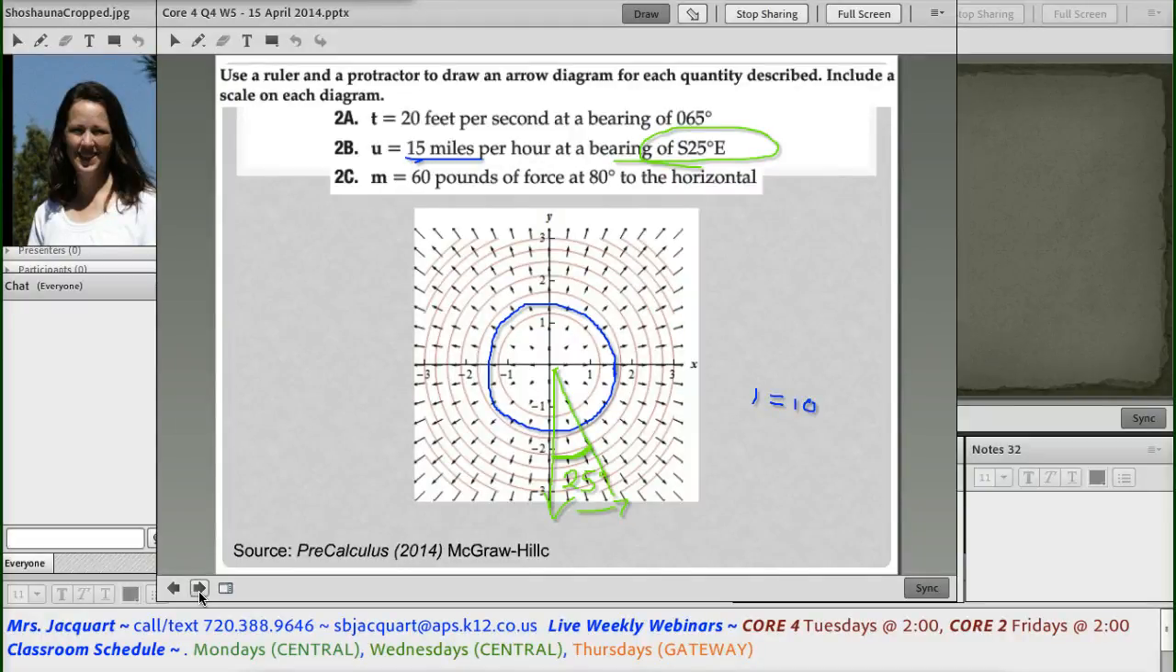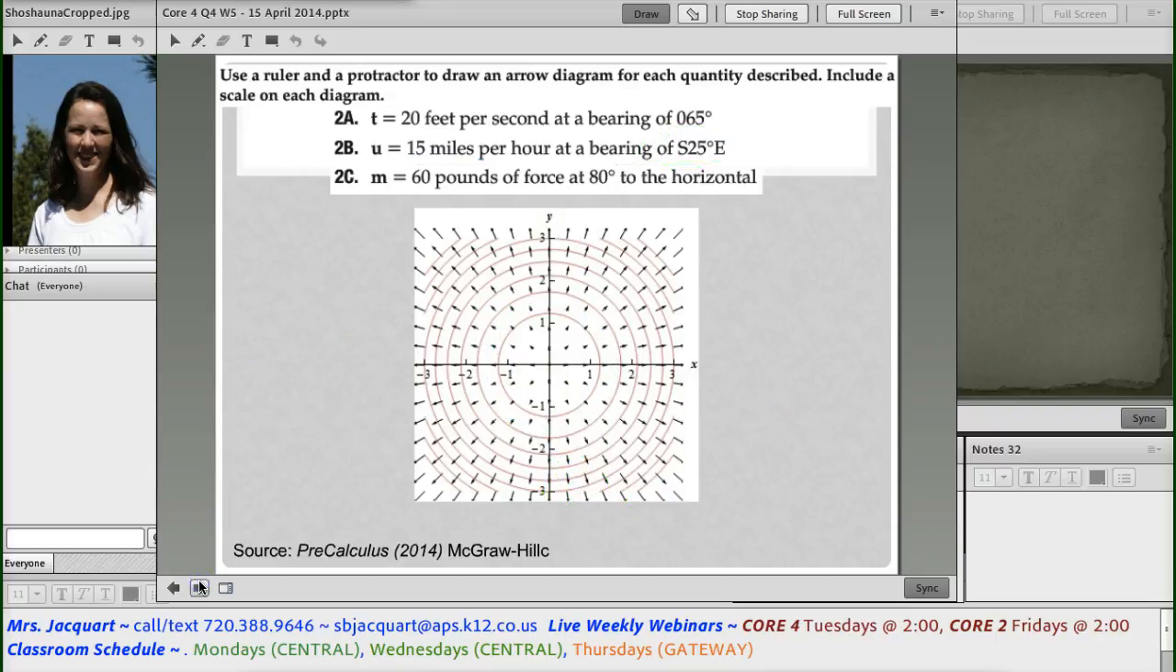And I'm going to create my vector in red. So here's my initial point, here's my terminal point, and my vector goes to it. Initial is the starting, and where it points to is the end point for vectors.